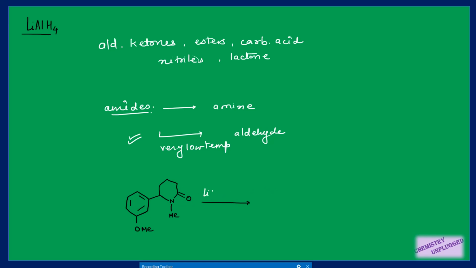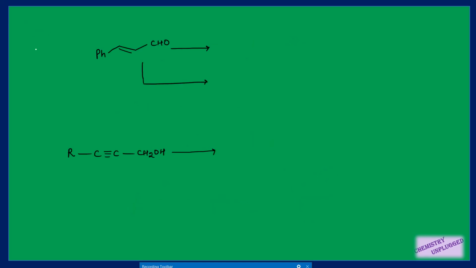So here I am going to take lithium aluminium hydride. Protic solvents are not used with lithium aluminium hydride, so ether is used and the temperature is 20 degrees centigrade, right? Amine will form. Then the next point is that isolated double bonds and triple bonds are not affected by lithium aluminium hydride. They are not affected.